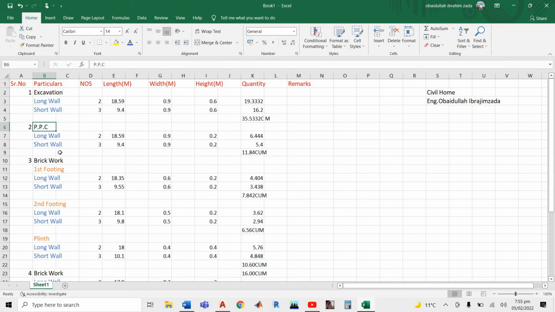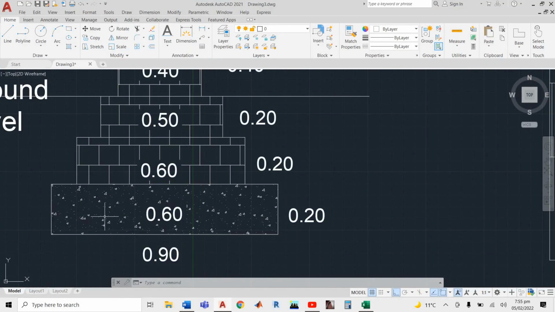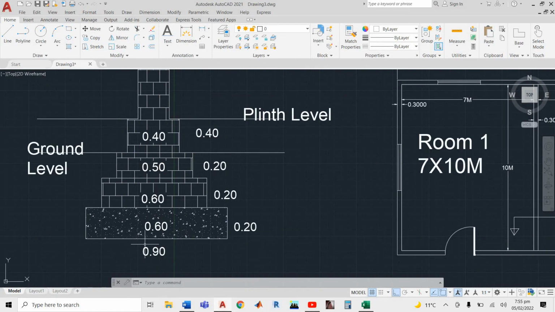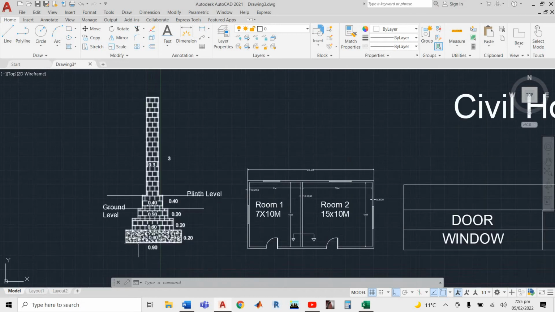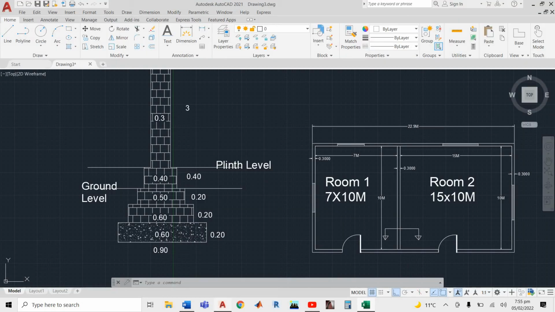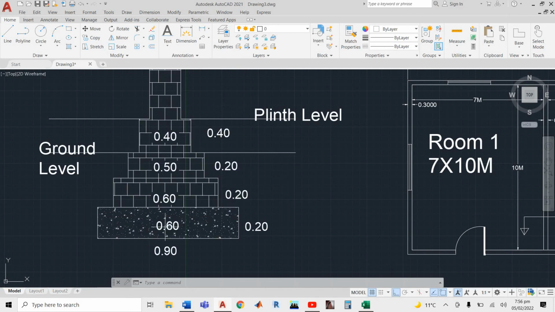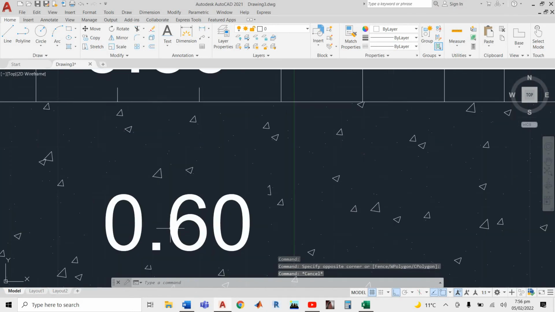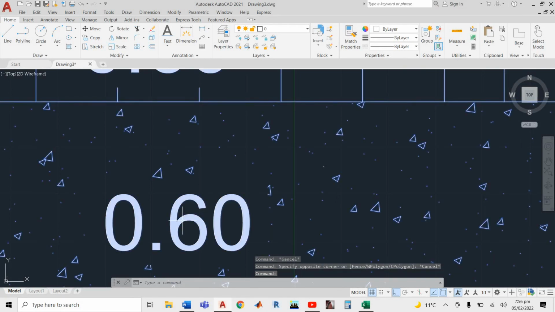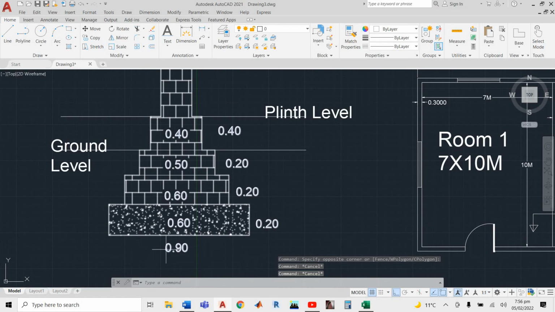Then we have PPC. In PPC, what we have also is long wall and short wall. As I told you, the length of your long wall and short wall is the same for PPC. So in here also our length becomes the same, 18.59. And the width of the PPC is 0.9. If you see, it does not belong to this. It was just written by mistake. Just 0.9.